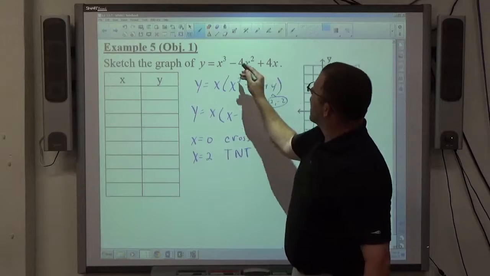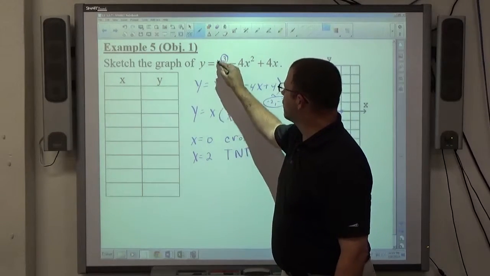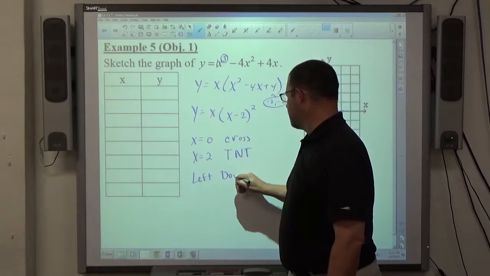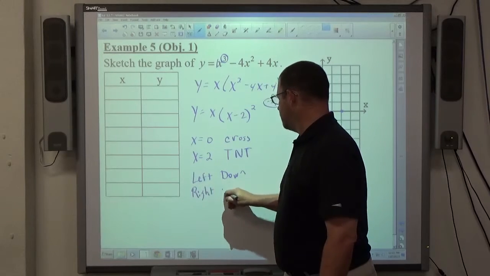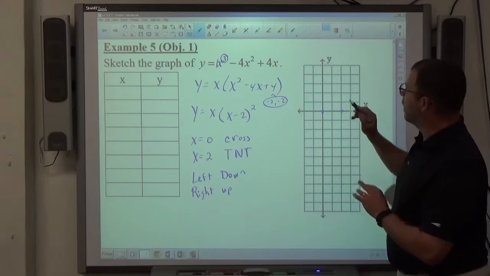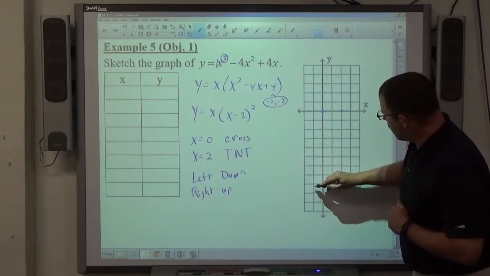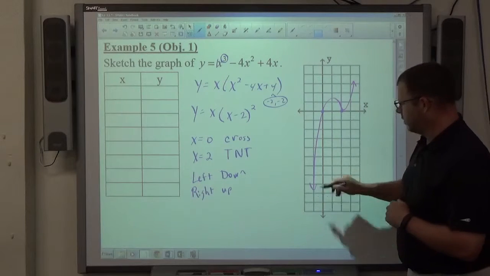Also, the fact that the highest power term is an odd power, and the lead coefficient's positive, tells me left, down, and right, up. So with no other knowledge of anything, I know the graph. I'm going to just give you a quick sketch here. It's not going to be perfect, but I'm going to know it goes up and does something along those lines.